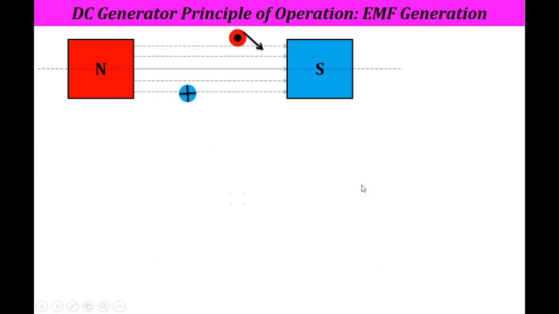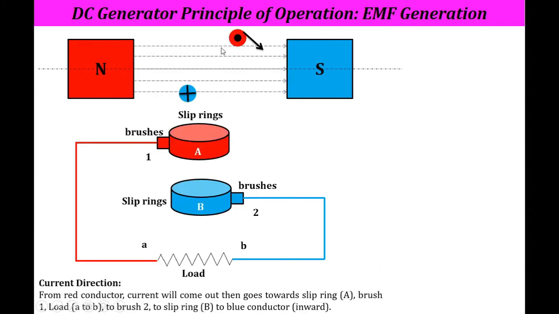Now let's discuss again. Suppose here this is the red conductor, this is the force which will be applied, this will be the blue conductor, cross, and this is a dot. Now what is the current direction? From the red conductor, the current will come out because the dot indicates it is out. It will be given to slip ring A. Then the current will flow from brush 1. So I will show you how the direction of the current is. This is the current which flows from the red conductor.